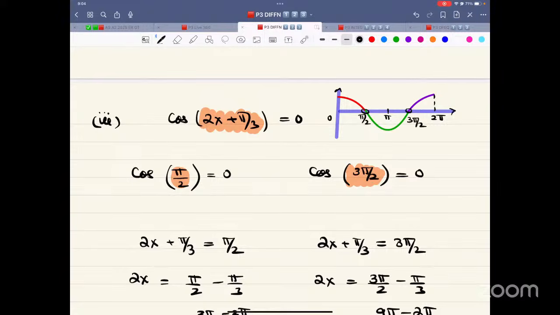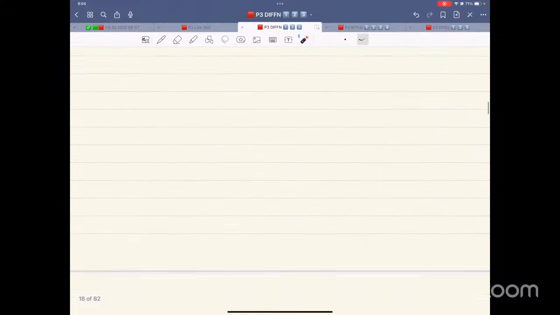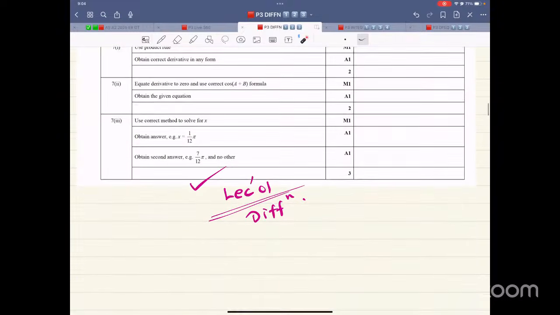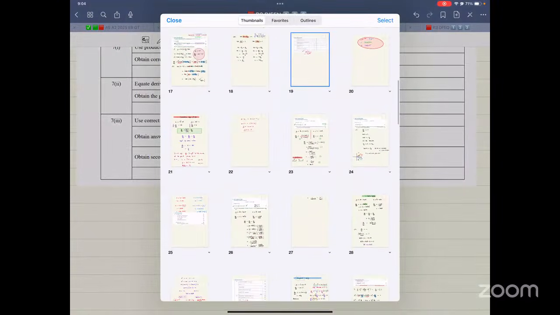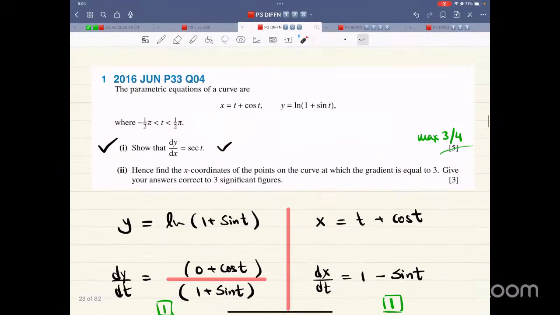This is the graph of y equals cos x. Let me push this thing up a bit. So this is the graph of y equals cos x. Where is cos equal to 0? Cos is 0 at pi by 2 and cos is 0 at 3 pi by 2. So equate it to pi by 2, equate it to 3 pi by 2, you get one value, you get the other value. That is the answer.